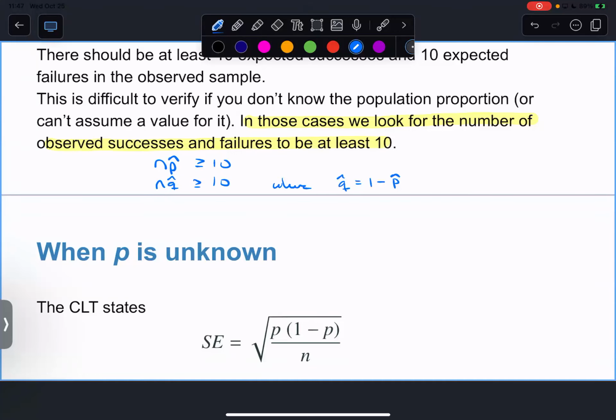It's also possible that you might have the number of successes just given to you in the problem. So the other option is x is greater than or equal to 10 and n minus x is greater than or equal to 10, where x is the number of successes.